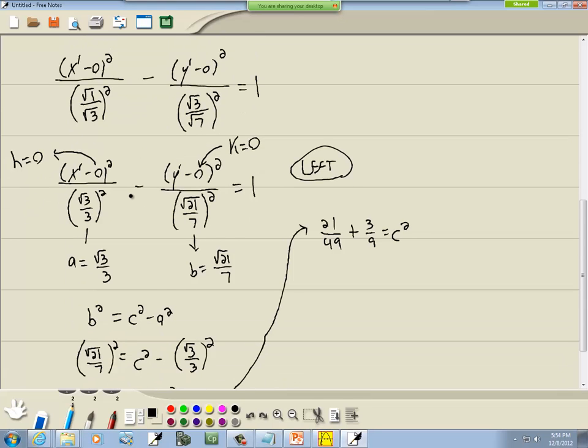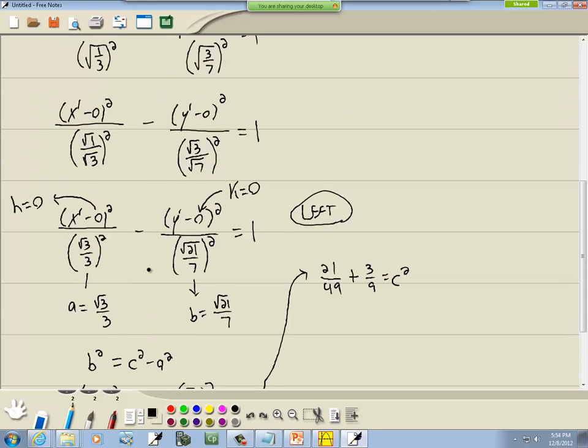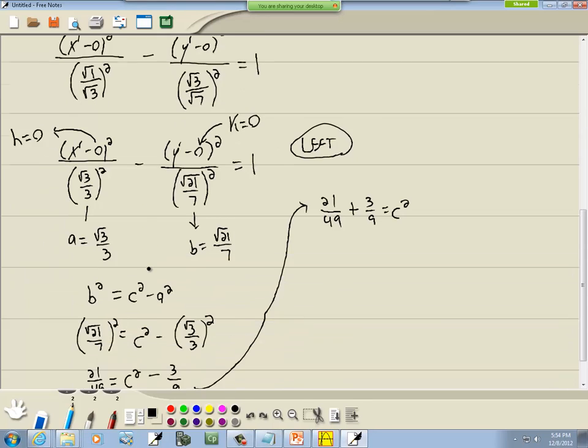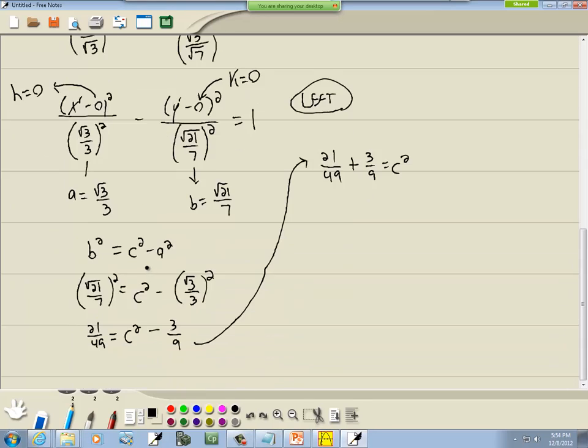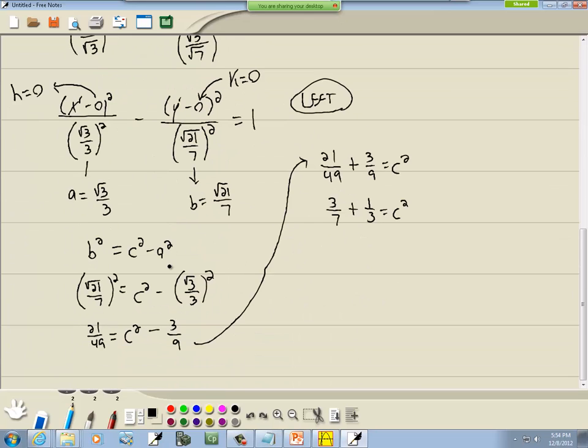Actually, that reduces to 1/3, doesn't it? I was just double checking myself here. Okay. Both those reduce. Would have been better to go up there. These are both divisible by 7. Watch me make a basic math error here. And that's 1/3. So 3/7 and 1/3. Okay, that looks much better.